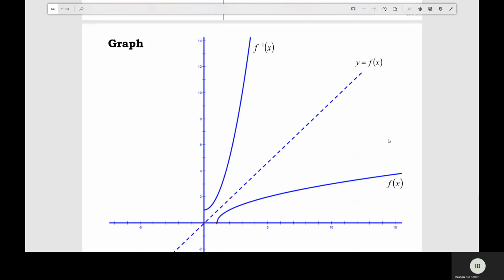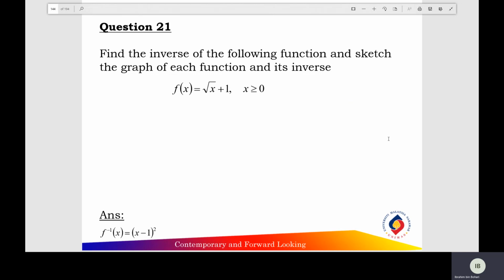Okay, question 21. Find the inverse of the square root function and sketch the graphs of the function and its inverse. f(x) here equals the square root of x plus 1, and the domain of the function is x greater than or equal to 0. So here is the domain of the square root function, starting at 0 to positive infinity.